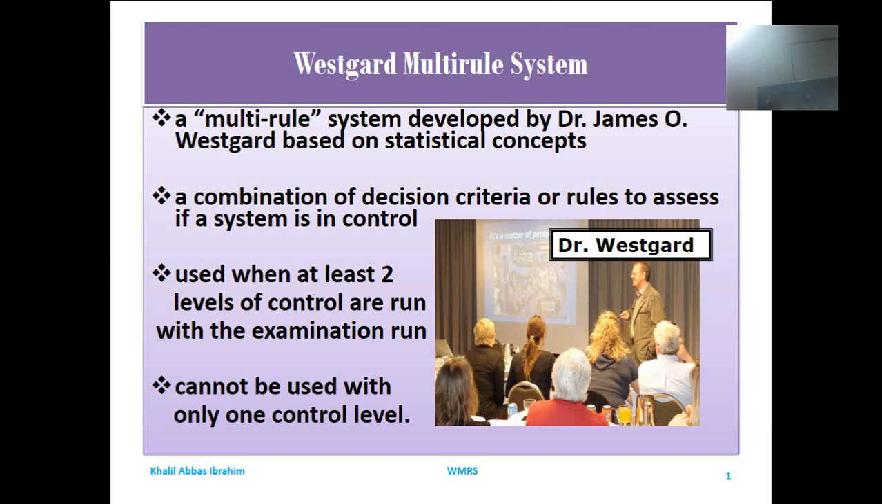A multiple rule system developed by Dr. James O. Westgard based on a statistical concept like that of the Levy and Jennings chart. A combination of decision criteria or rules to assess if a system is in control. It is actually a combination of problems, a combination of decisions. This is why we are using two or even more than two control materials, so as to extend the range and the possibilities of the decisions that you are going to undertake.